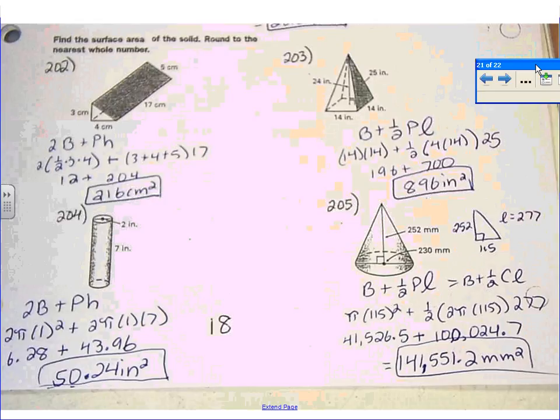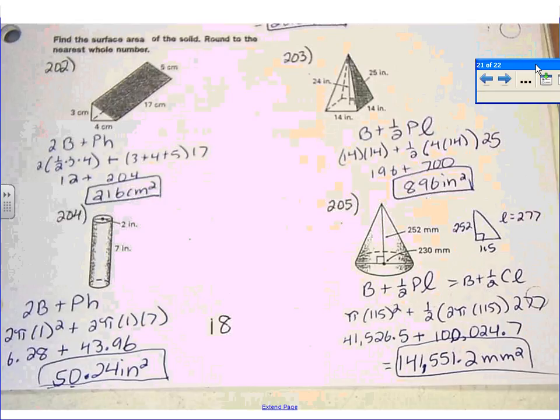On which number? The first step? This part? Okay, pi times 115 squared plus, Ben, 1/2 times 2 times pi times 115. The whole thing is times 277 because the slant height is 277. You okay? Nathan S.?